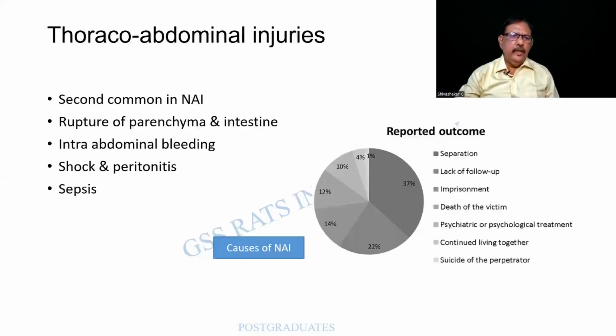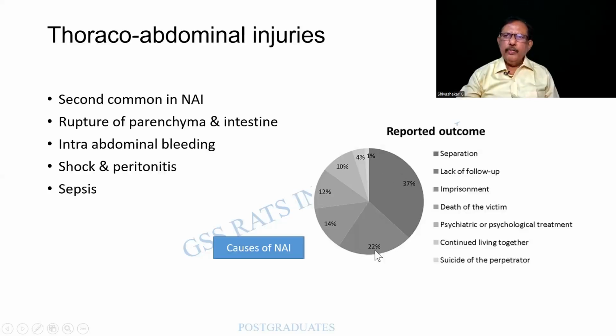Thoracoabdominal injuries. You find that they are second most common, and there can be rupture of the parenchyma and the intestine, intra-abdominal bleeding, shock and peritonitis, sepsis. So these are all the things that are there. And the various causes have been mentioned.